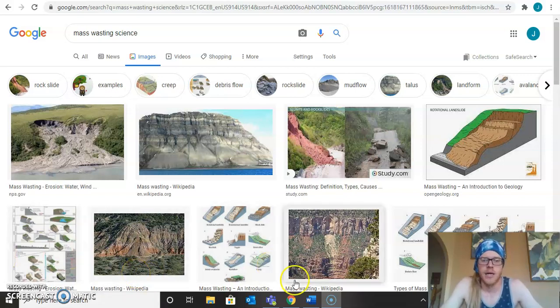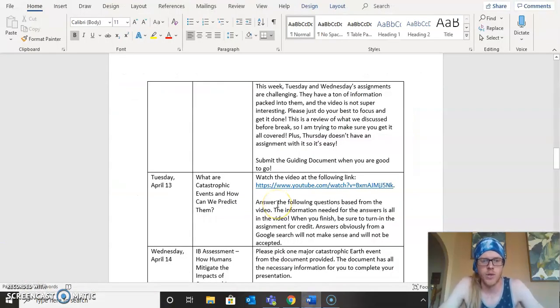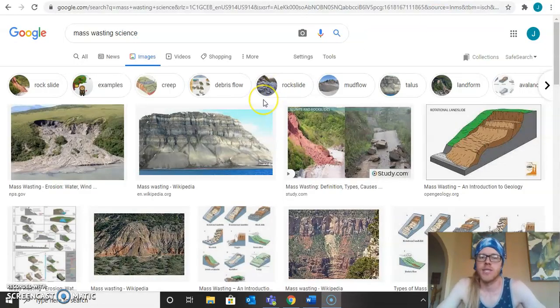Our assignment for today is called What are catastrophic events and how can we predict them? This is kind of just going to be your preview for your project for the rest of the week.